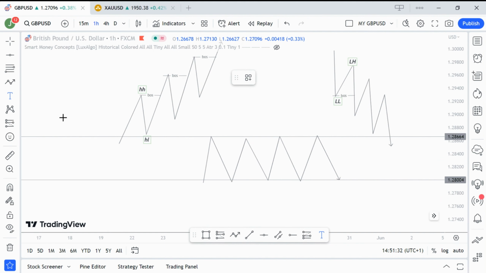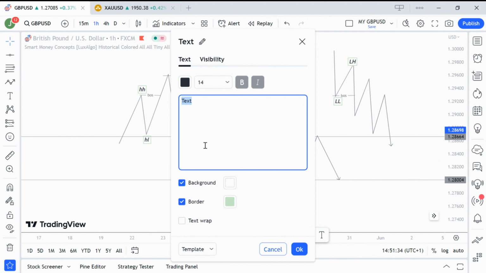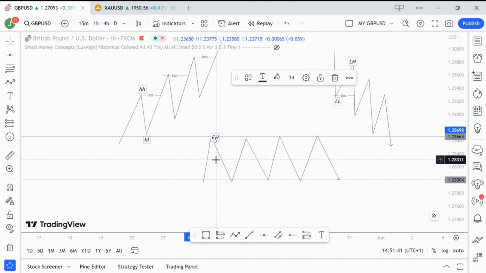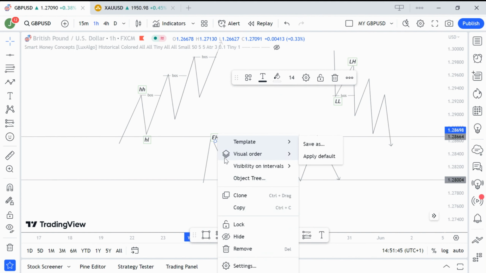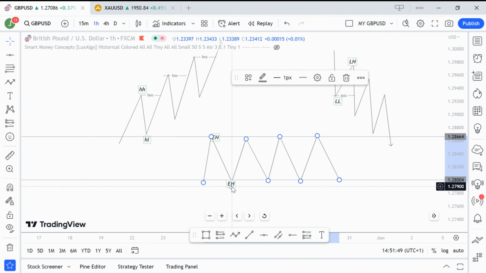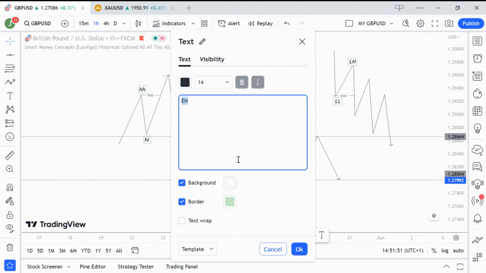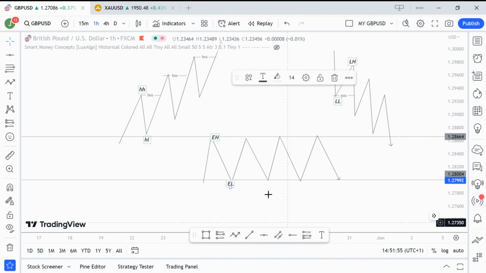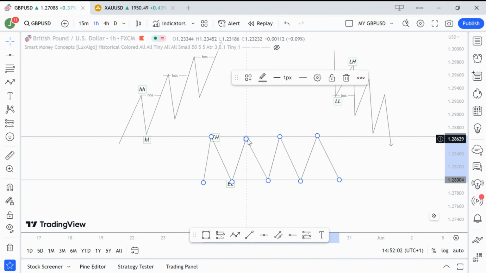Let me label it. Here is an equal high, equal highs, equal lows, equal high, equal lows, and so on and so forth. This is a consolidation or ranging market.